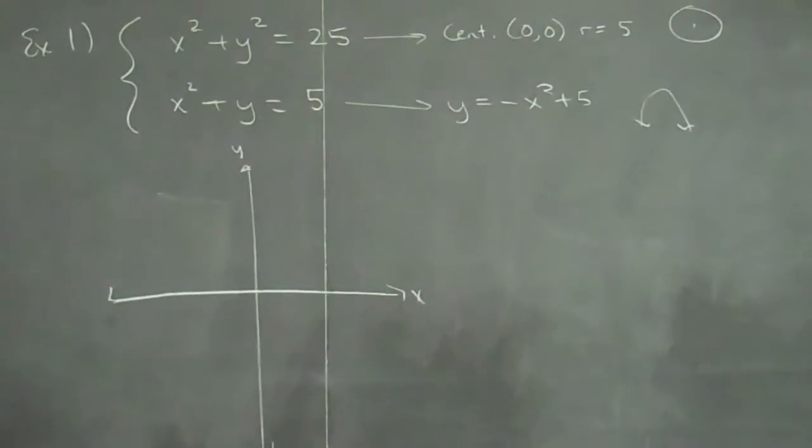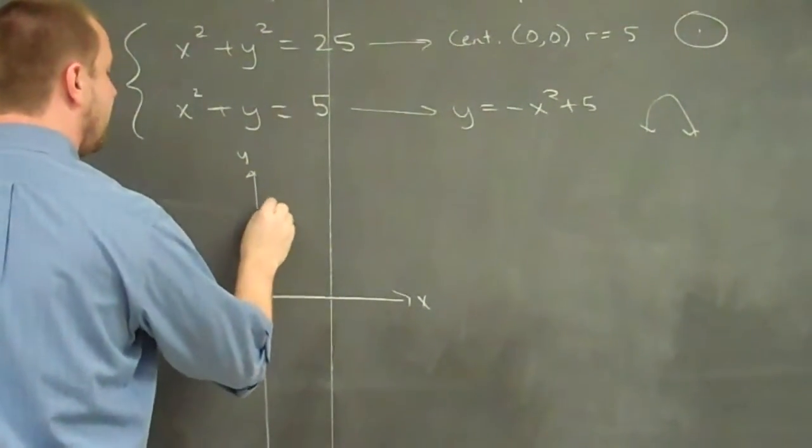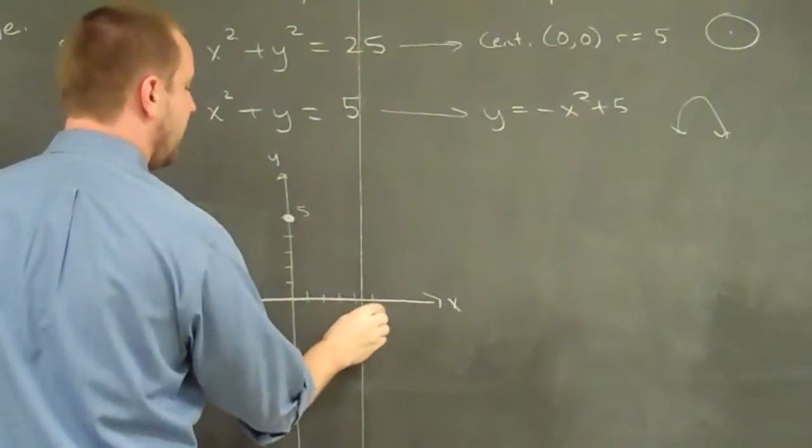Okay. So for a circle centered here, 1, 2, 3, 4, 5. 1, 2, 3, 5.